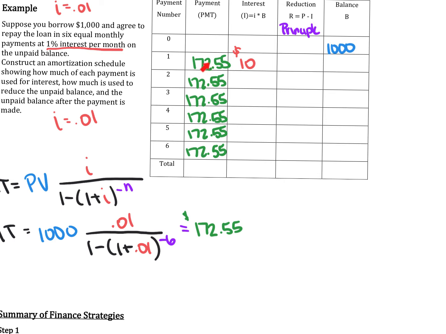So we're going to subtract the interest from the payment. And when I subtract 172.55 minus 10, I get 162.55. This 162.55 is the actual value that's being applied to your balance. So we're going to take this principal, which we'll call the reduction R, and we're going to apply it to our balance. So your new balance will be the previous balance, which we'll call previous B, minus the reduction R. So in this case, it'll be 1,000 minus 162.55. And my new balance is 837.45.